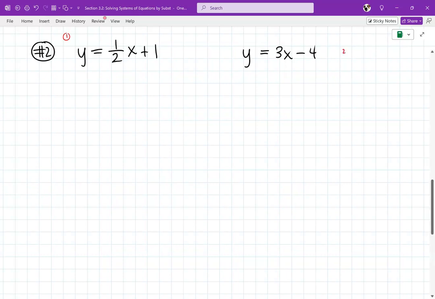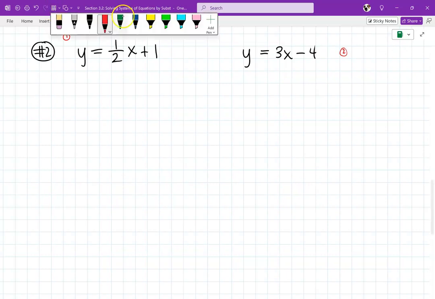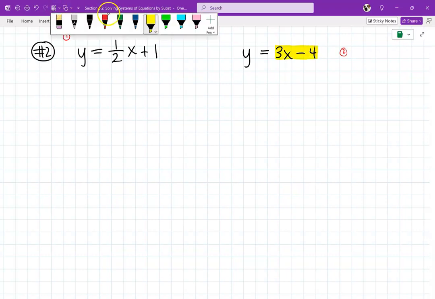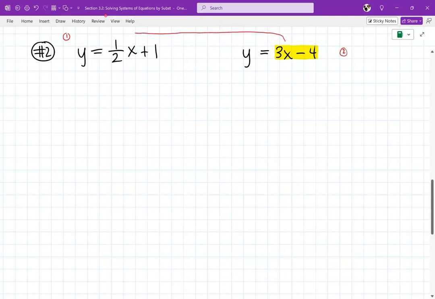So here's step 2. We pick the equation to solve for, right? Now, I know that y is 3x minus 4. So what I'm going to do is get this value and plug it in where y is.